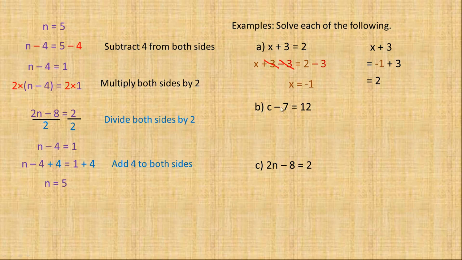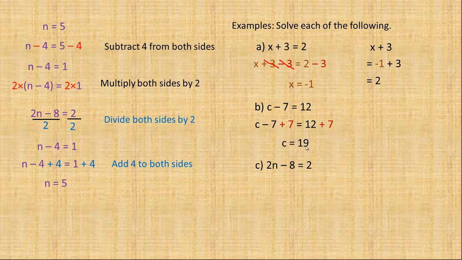Second one here, c minus 7 is 12. So I want to isolate the c, get the c by itself. So I do the opposite of subtracting 7, which is to add 7 to both sides. So that negative 7 and 7 add to 0, so that's why I just get c on the left here. And 12 plus 7 is 19.